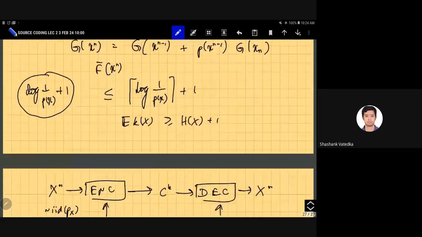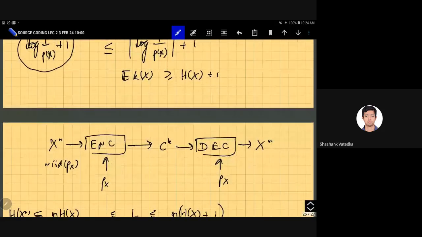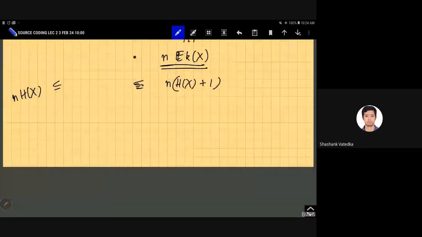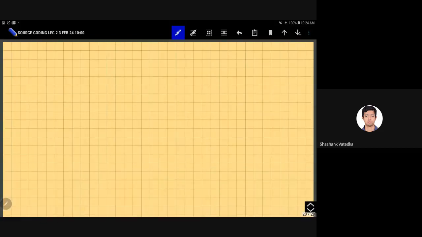As I mentioned, we've assumed that the exact probability distribution is given to you, but in practice that is not the case. All you have is an estimate of the true probability distribution. If I call the estimate q of x, this is my estimate of p of x. This is not exactly equal to p of x, but is in some sense close to p of x.